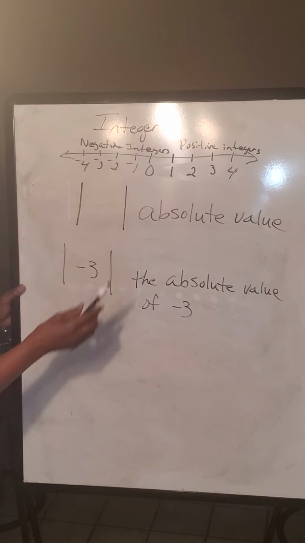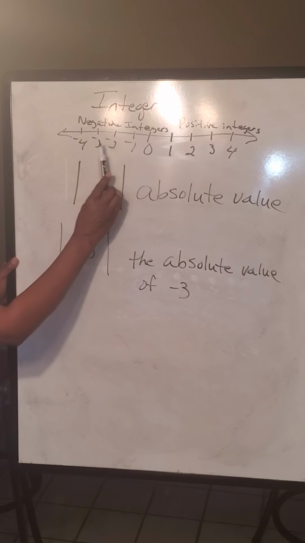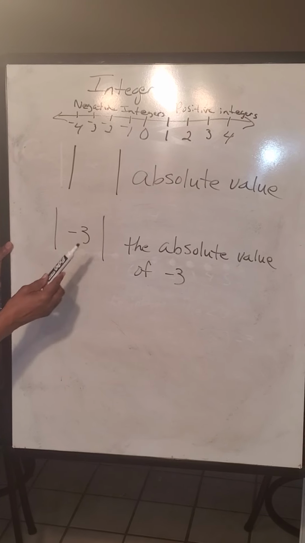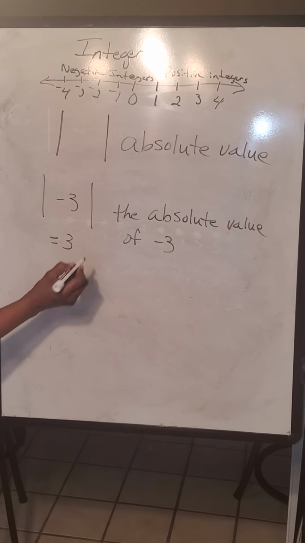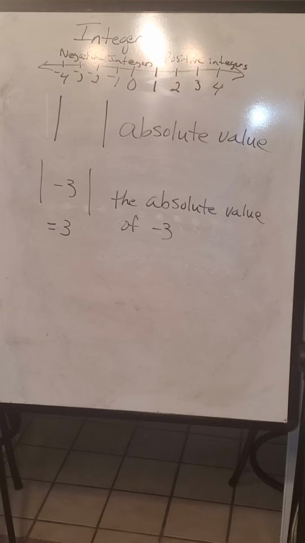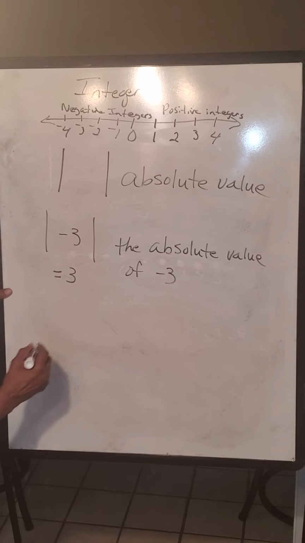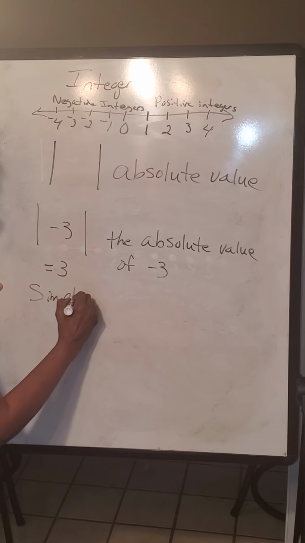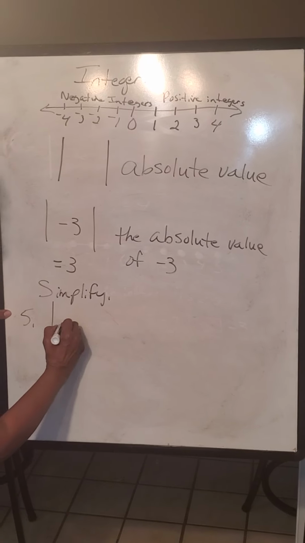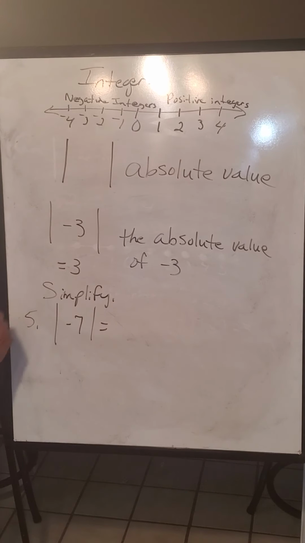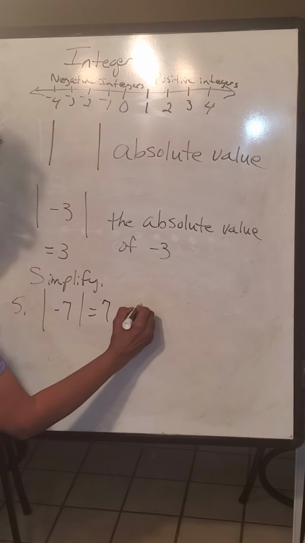Now, I need to know what the absolute value of a -3 is. So if I use my number line, I will ask myself, how many units do I have on the number line from 0 to a -3, disregarding the direction? Well, there are 3 units from 0 to a -3, so that means the absolute value of a -3 would be a +3. So we're looking at the distance on the number line from 0 to that number, disregarding direction. So let's simplify. So if I had the absolute value of a -7, there are 7 units on the number line from 0 to a -7, so the absolute value of a -7 would be 7.